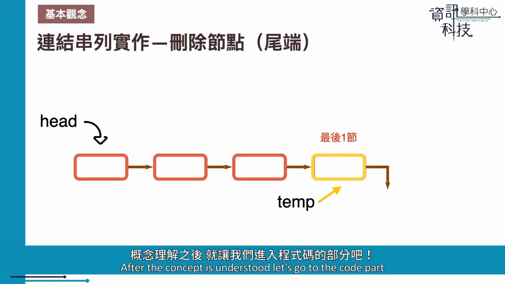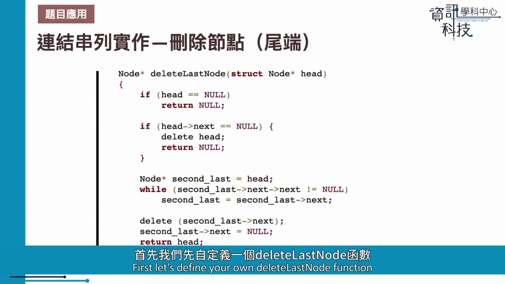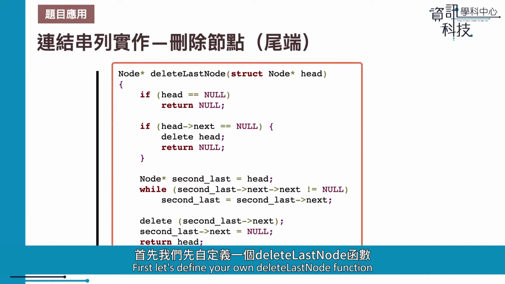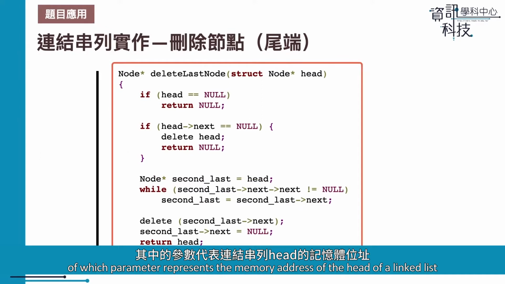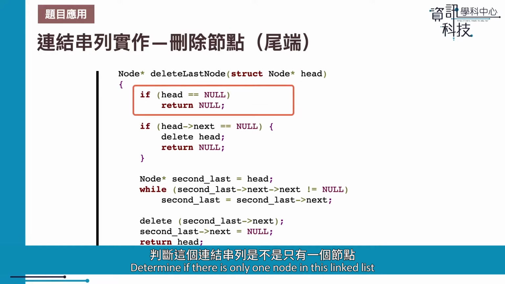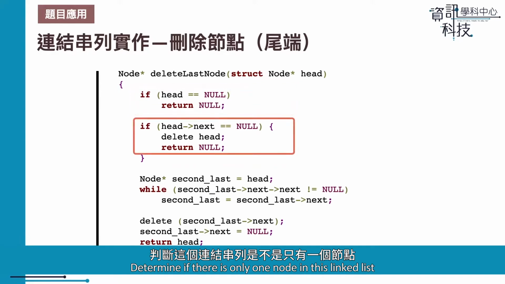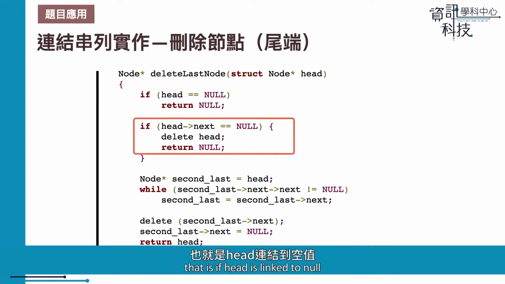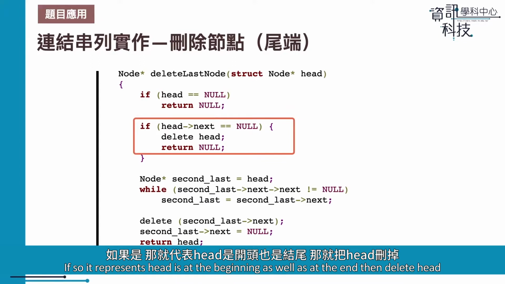After the concept is understood, let's go to the code part. First, let's define your own delete last node function, of which the parameter represents the memory address of the head of a linked list. Determine if this linked list is null. Determine if there is only one node in this linked list, that is, if head is linked to null. If so, it represents head is at the beginning as well as at the end, then delete head.